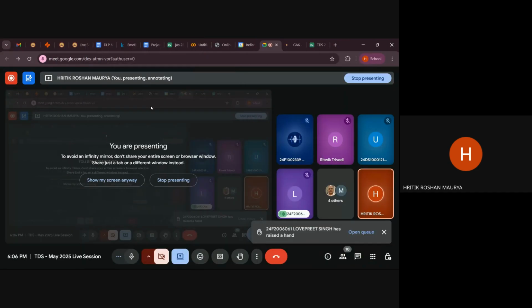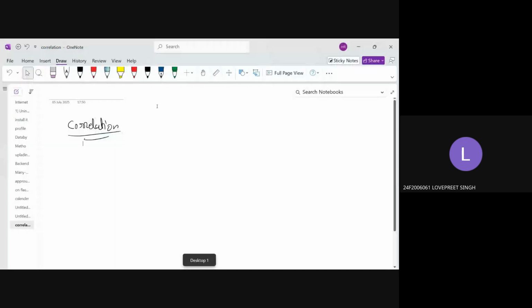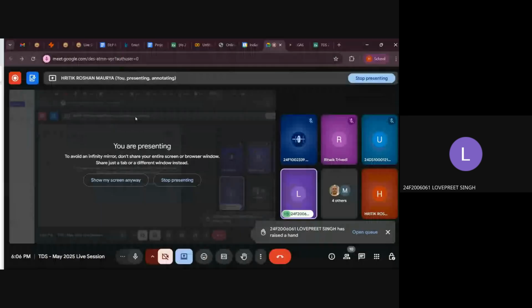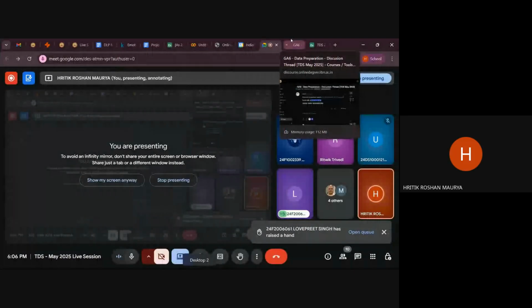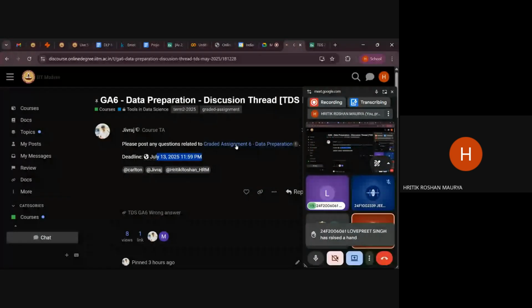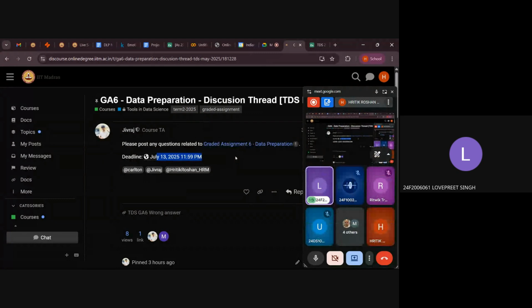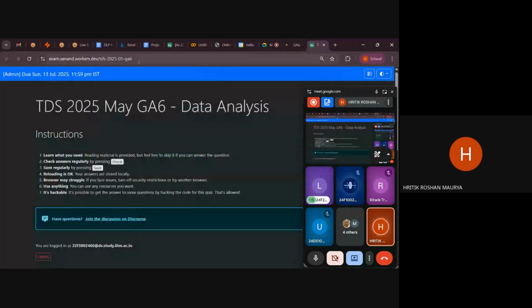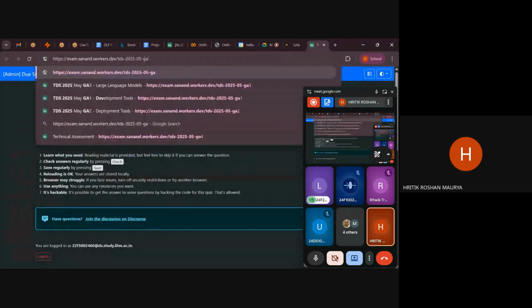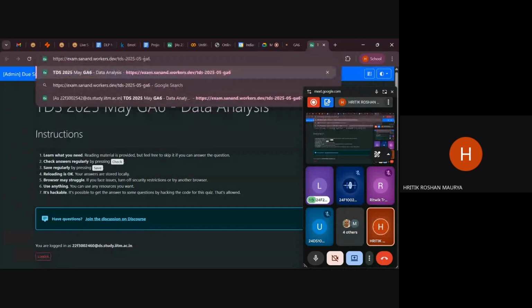Yes, Lovepreet. Sir, I don't see module 6 in the TDS. Module 6. Here is the link of the graded assignment. The course will not be updated on the dashboard, so you can do it from here, and you can just change the URL here. If you want GA5, this will be GA5. If you want GA6, this will be GA6.